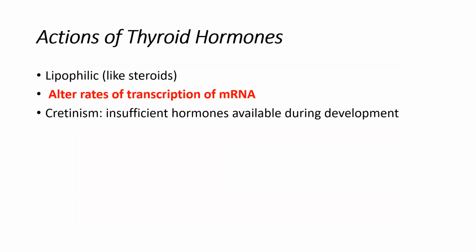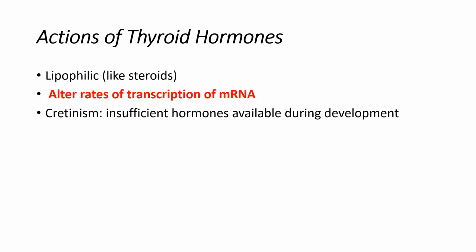Okay, so just to summarize here, again, the actions of thyroid hormone: it is lipophilic, so it's going to behave like a steroid. It's going to be fat soluble and move through our membranes really easily. It's going to alter the rate of transcription of our mRNA. And when we say the rate of transcription, basically the metabolic rate of that cell. If we start making mRNA faster, the cell is going to speed up its activity, speed up its metabolic function, and that is the function of thyroid hormone.